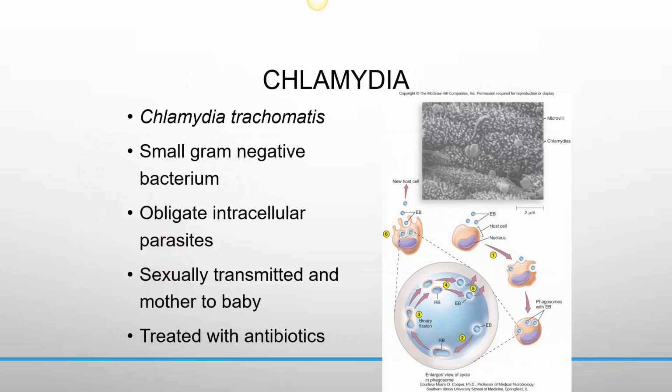The next one is chlamydia. So chlamydia is caused by Chlamydia trachomatis. There's actually a lot of different types of chlamydia that exist, and they can cause respiratory infections, skin infections, eye infections. But the one we're going to focus on today is the sexually transmitted infection, so Chlamydia trachomatis. This one is very, very similar to gonorrhea.